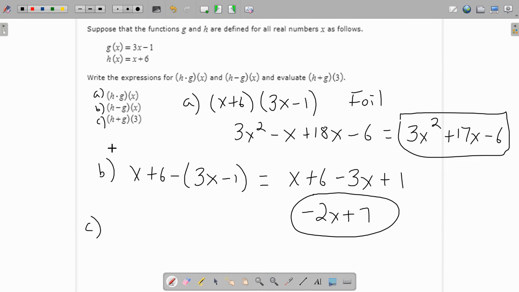And the last one, h of 3 plus g of 3. Okay, so you're putting 3 into both of those. So h of 3 is 9, because 3 plus 6 is 9. And g of 3 is 3 times 3, which is 9, minus 1 is 8. So 9 plus 8, you get 17.